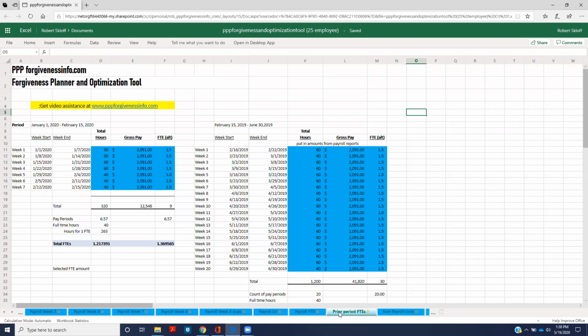The FTEs are computed based on the number of hours per week. It will not matter whether you enter the time weekly, biweekly, or in one lump sum. Note, an employee will not get credit for working more than 40 hours.